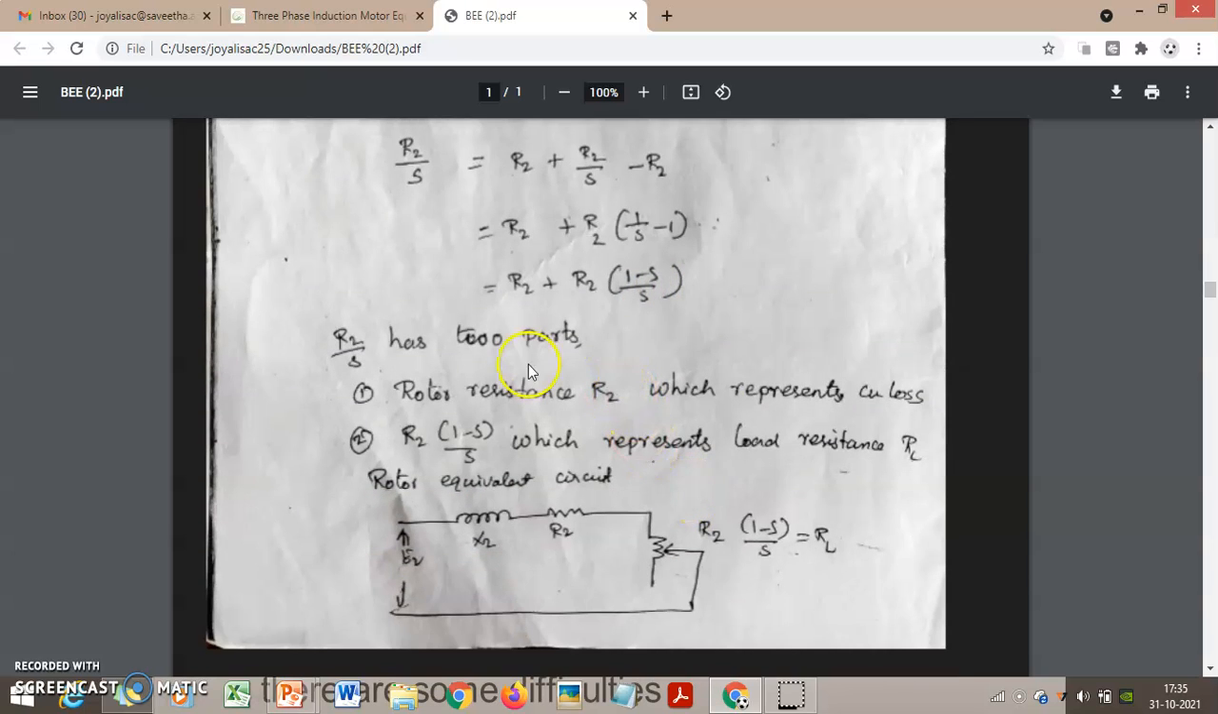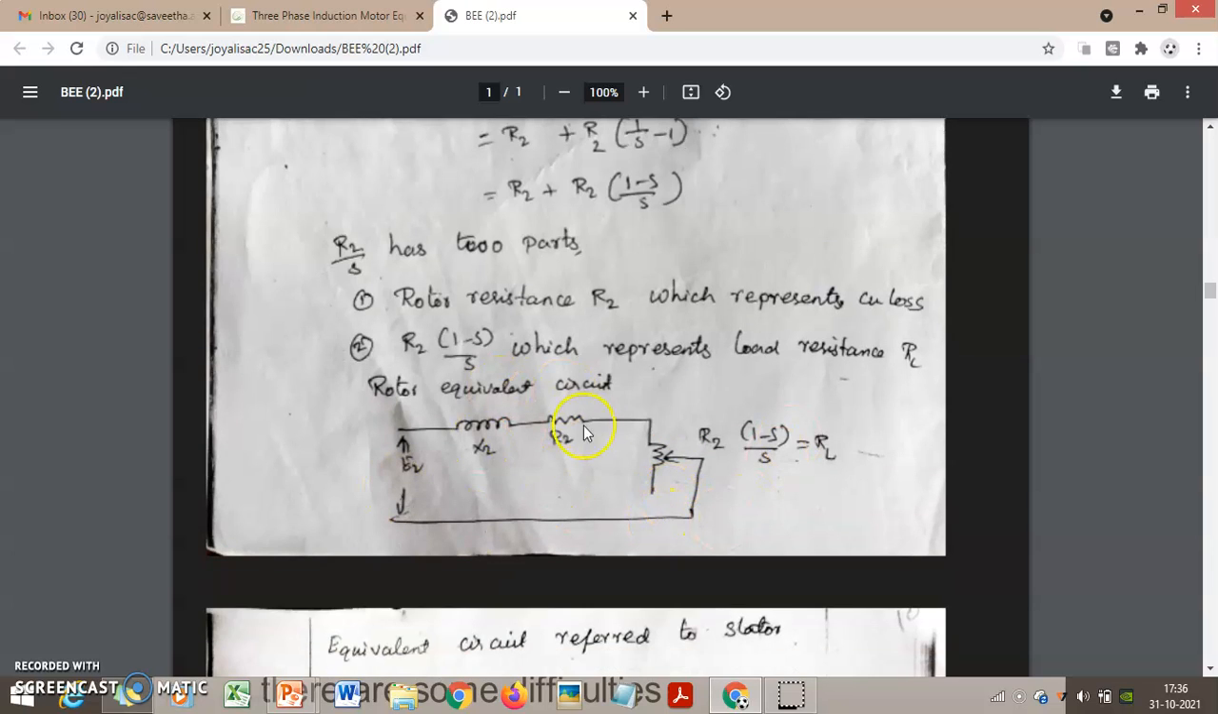Here R2 by S has two parts. One is the rotor resistance, which represents the copper loss, and R2 into (1 minus S) by S, which represents the load resistance. So you should remember two components: one is the loss, and the other is the load resistance. So I am going to divide the R2 component into two: one is the copper loss component, and the other is the load component. So the equation and the diagram become like this.